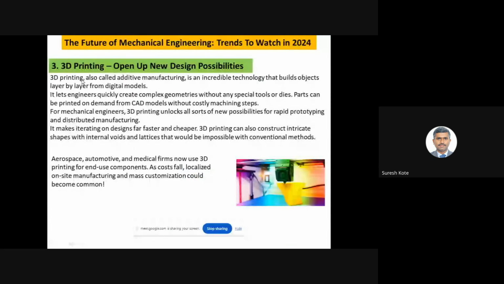Next, 3D printing. So traditional manufacturing technologies, we have varieties of machines and farming operations. Those may be outdated in the upcoming years with 3D printing, because 3D printing can produce intricate shapes and very large parts with simple production technology. This 3D printing is used in the aerospace, automotive, and medical fields. Now it is used for end-use components.